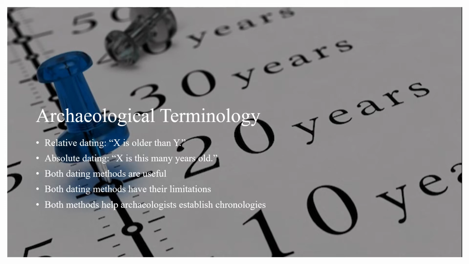Relative dating says artifact X is older than artifact Y. Absolute dating says artifact X is this many years old. Both dating methods are useful, but both dating methods have their limitations. As such, archaeologists use both relative and absolute dating to establish chronologies for the artifacts they discover.